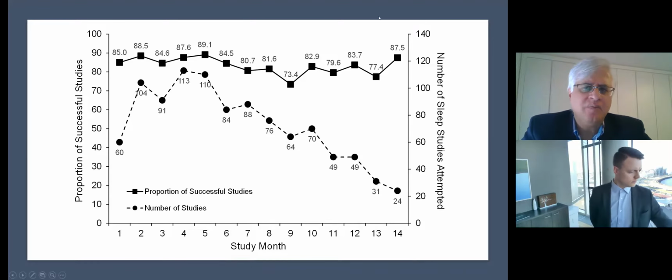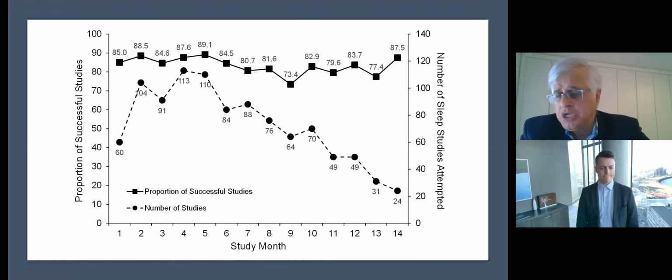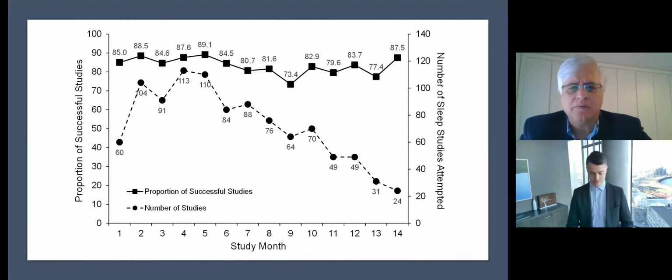There was no improvement. I think all in all, the message here is that for a sleep study using this technology, 85% of the time, you're going to be just fine getting the data right off the bat. You can increase, at least in our experience, success to 90% if you just attempt a second one for those that fail.